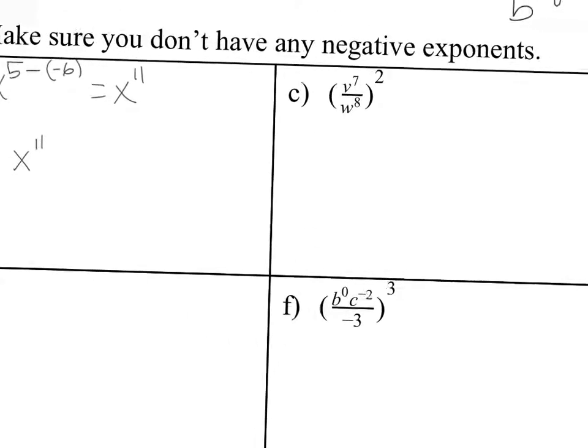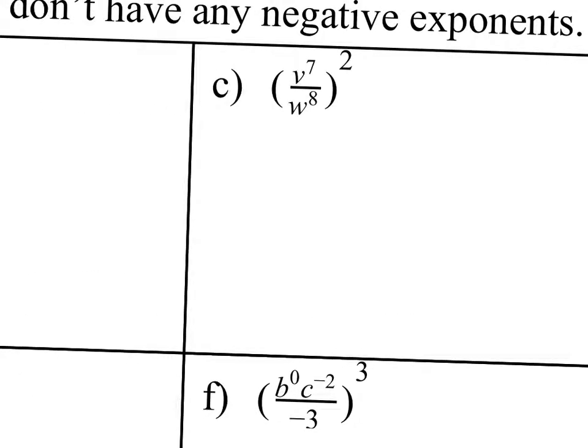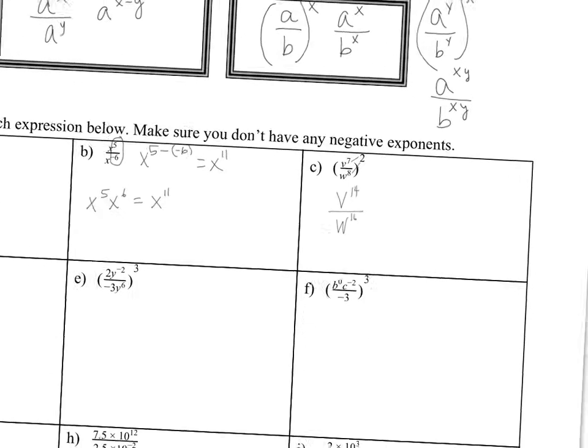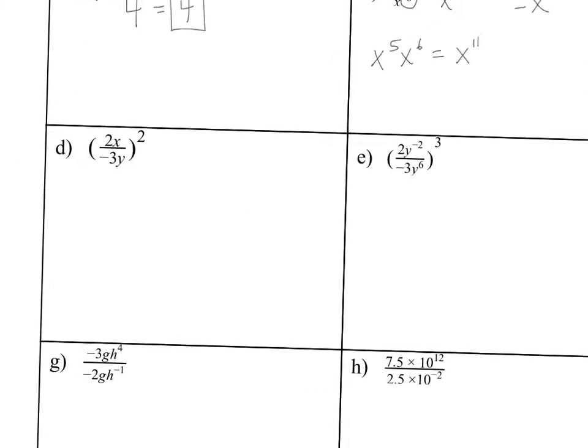Letter C, you're going to distribute, multiply the 2, not exponentiate, but multiply each exponent by 2. So this is going to be b to the 14th over w to the 16th. And we can't subtract these exponents because these two are different bases. So this is our answer. Okay, letter D.